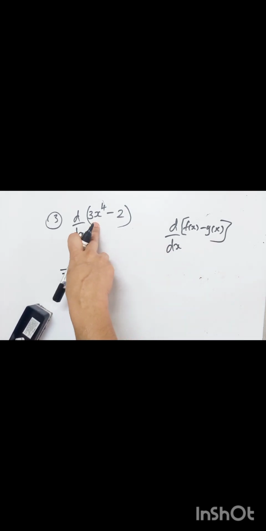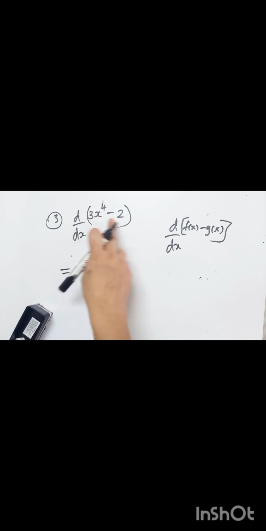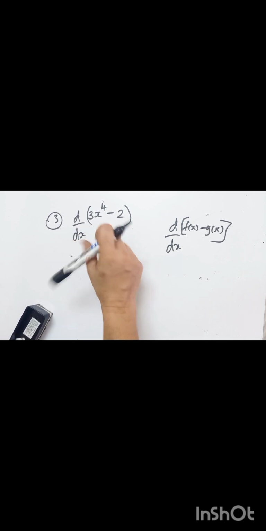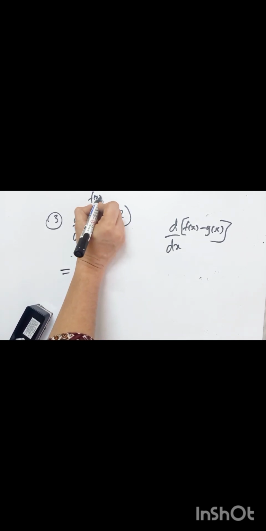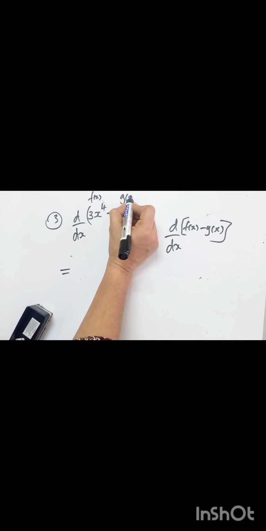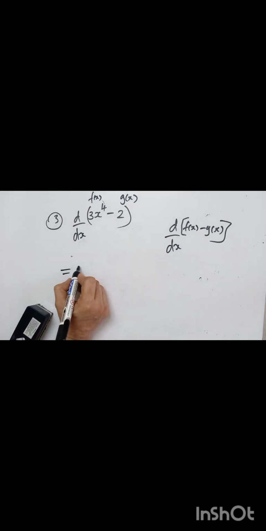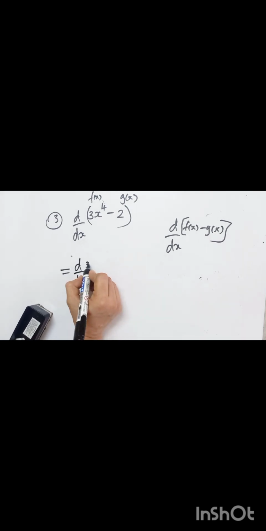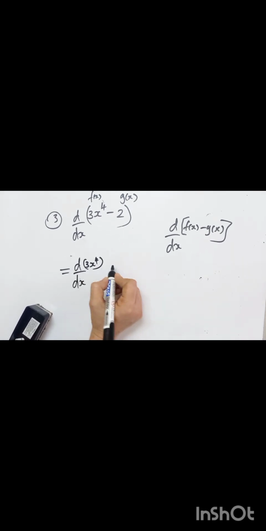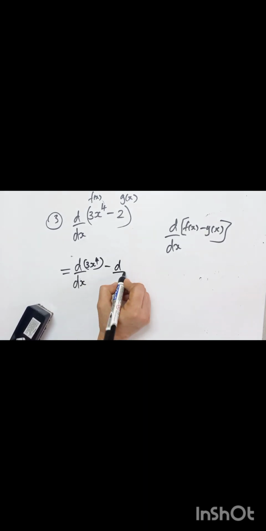So what is the first function here? 3x to the power 4. And what is the second function? It is 2. So this is f of x, and this is g of x. So first, the derivative of the first function, the derivative of f of x, that is the derivative of 3x to the power 4, minus the derivative of 2.